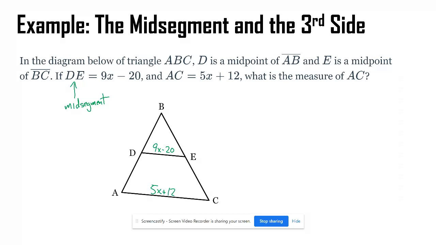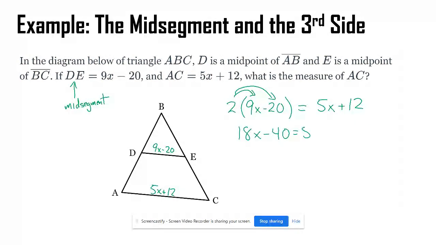We can say if we take DE, 9x minus 20, and we multiply it by 2, we double it, it will be equal to AC, which is 5x plus 12. So if you take the midsegment, you multiply it by 2, it'll be equal to that other side. Now we can work this out. So I'm going to distribute my 2. I'm going to get 18x minus 40 equals 5x plus 12.